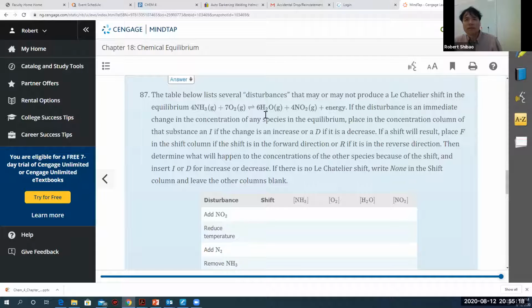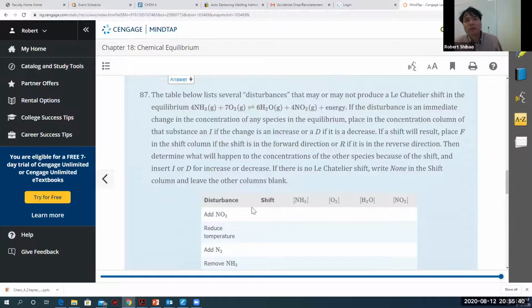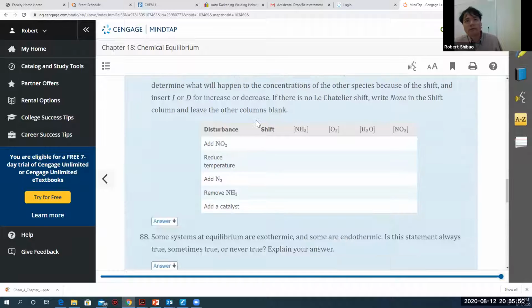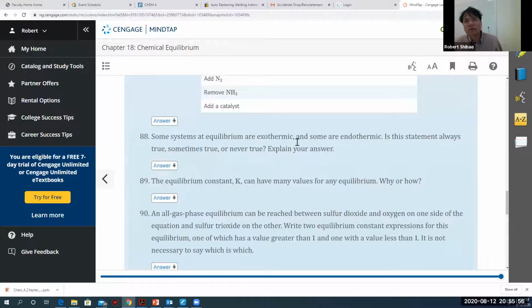We add nitrogen. If we add nitrogen, it has no impact here because nitrogen does not participate in this equilibrium at all. So we could add plenty of nitrogen, like 1,000 PSI of nitrogen. That's not going to make any difference to this here. However, ammonia will. If we remove ammonia, ammonia is a reactant. So if we remove ammonia, it shifts it to the left to compensate for it. Add a catalyst, both reactions are sped up.